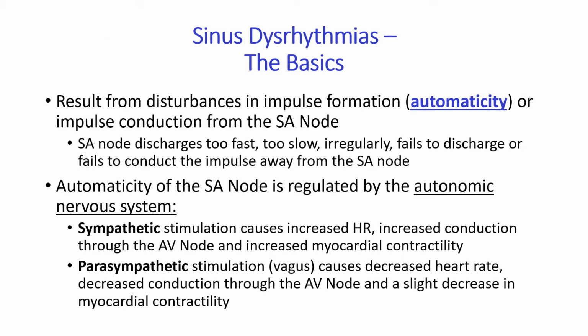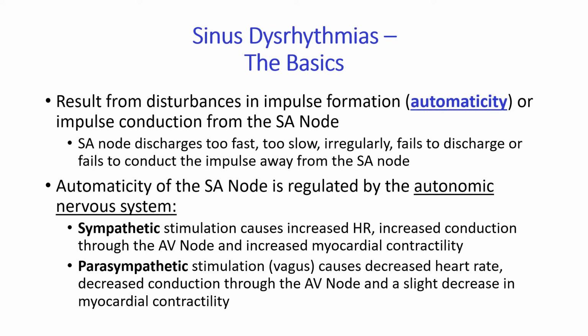When we look at a sinus dysrhythmia, this is usually the result of a disturbance in the impulse formation, so automaticity. Whether the SA node is discharging too fast or too slow or just at an irregular rate, or sometimes it fails to discharge at all or conduct an impulse away from the SA node. So there are lots of different types of dysrhythmias.